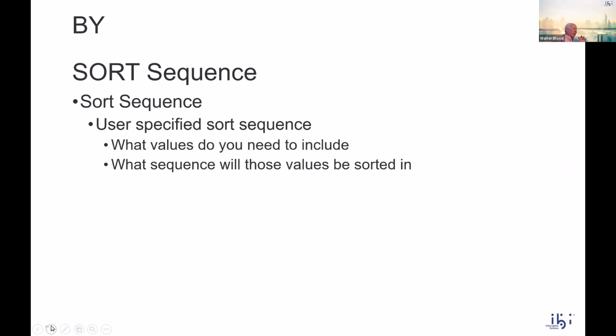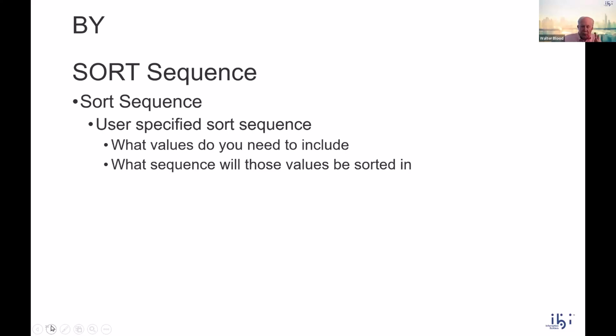Now, it's also possible for you to create your own sort sequence. You're not limited to just these. If you have a sort sequence that you specifically want to use, then you can actually create that and use that. The question is, what values do you need to include? And what sequence do you want them to be sorted in? Both of these questions are important because the way that we implement these user-specified sorts is that they are both a sort and a selection. So that first one is really, really important. What values do you need to include?